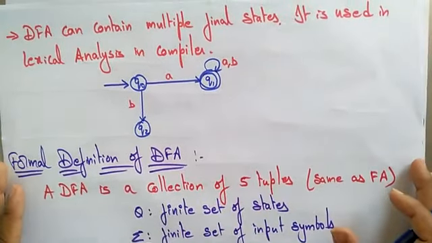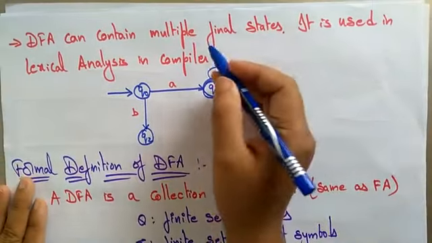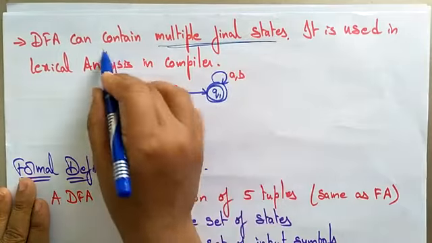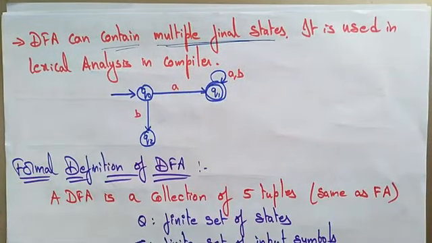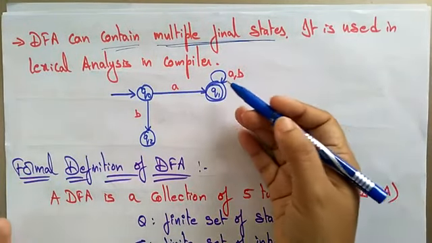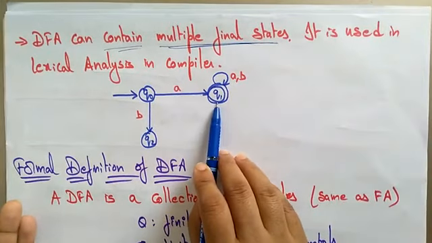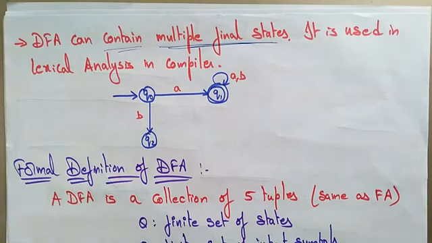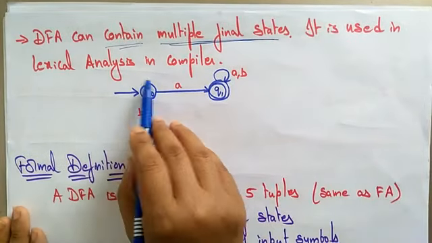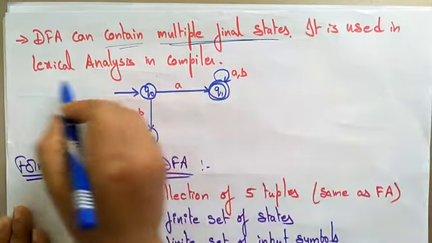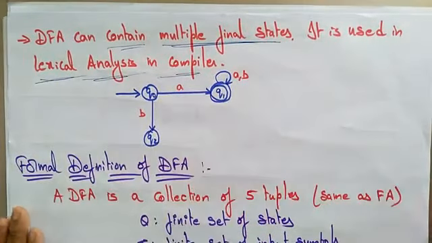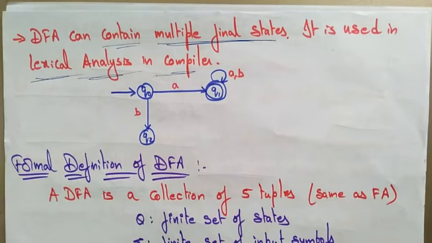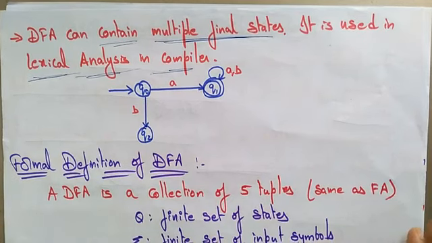DFA can contain multiple final states. Here you have to remember that DFA can have multiple final states, that is either one or more. Here in this example I have taken only one final state. And where will the DFA be used? It is used in the lexical analysis in the compiler. In the compiler, the first phase is the lexical analysis phase, and in that phase the deterministic finite automata will be used.